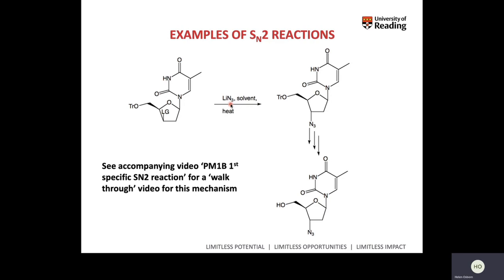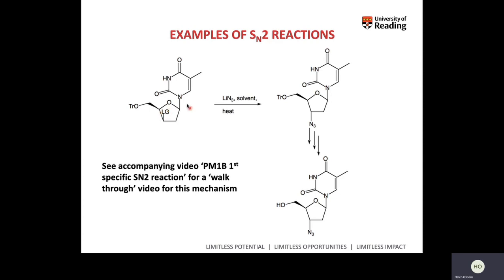It's probably not a functional group you've come across before, but it's one which is very useful for introducing nitrogen into molecules. So if we know lithium tends to be plus, then that would tell us that this N3, the azide, is going to be minus. And so if it's minus, it's likely to be a nucleophile. So what we're seeing in this reaction is the N3 minus is going to be a nucleophile, which is going to come round and attack on the carbon at the same time as the leaving group departs.